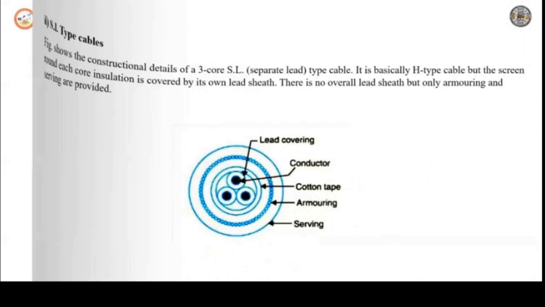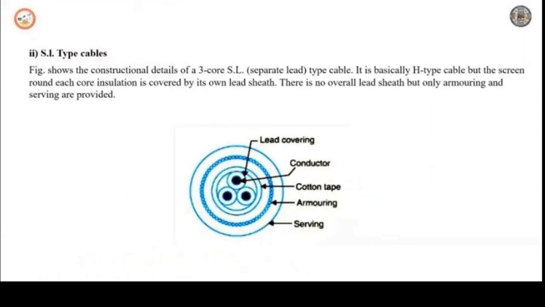Let us go to the next one, SL-type cables. The name SL stands for separate lead screened cables. In this cable, each core is insulated with impregnated paper and each one is then covered by a separate lead sheath. Then there is a cotton tape covering the three cores together using a proper filler material. Then there are the layers of armoring and serving also.